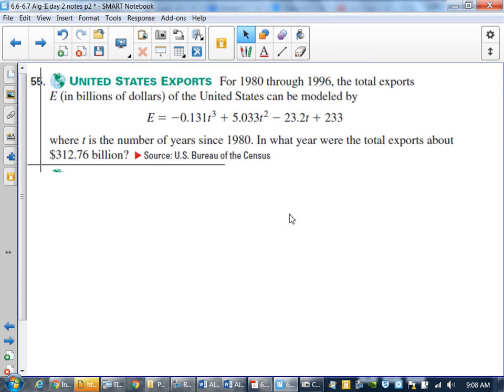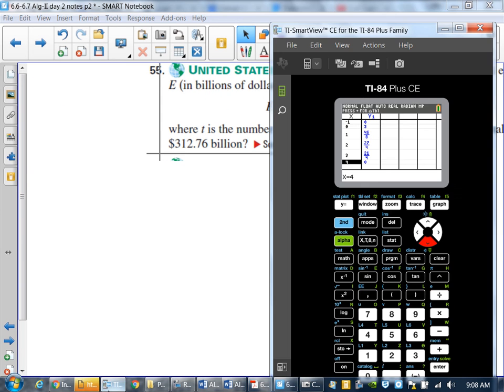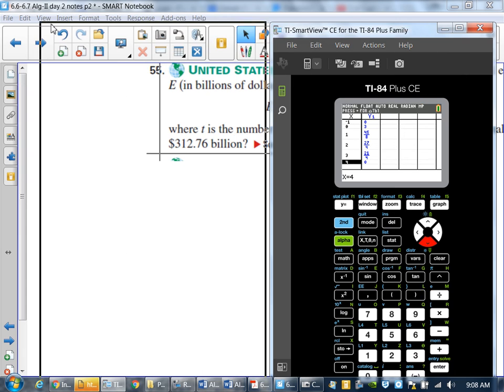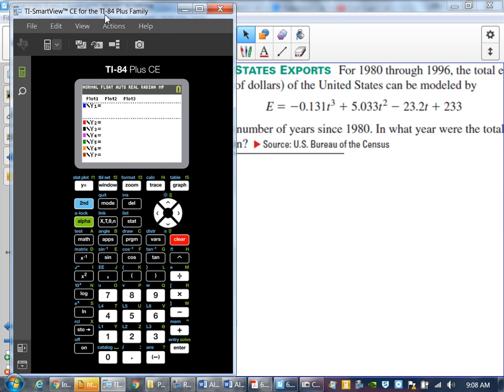Yeah, throw it in your calculator. Seriously, you basically are going to put this function in your calculator. So if I put that in my calculator, let's see, it's negative 0.131x cubed, plus 5.033x squared, minus 23.2x plus 233.